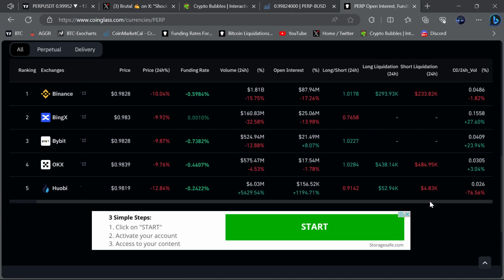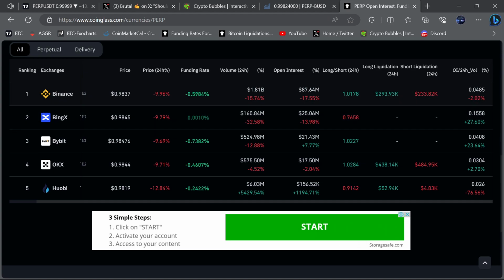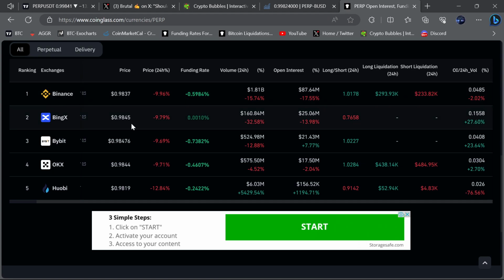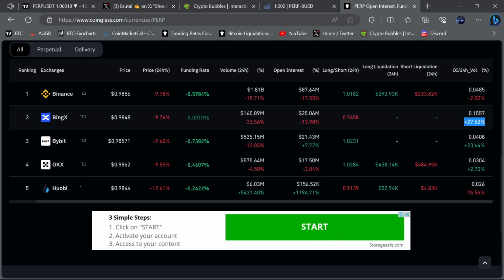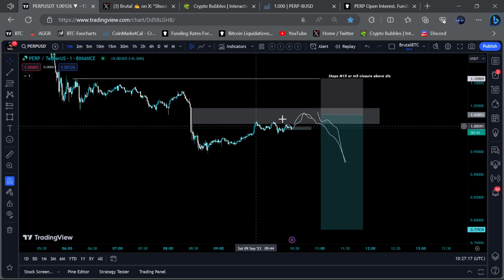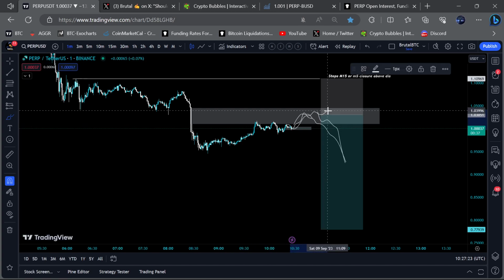You just have to look at open interest on 24-hour volume. Just note this website, this is pretty simple. Open interest on Binance is reducing, however on BITGET the interest is increasing, 27%, the highest one. So what does this mean? This means that BITGET people are trading this coin more than other exchanges, and open interest out of 24-hour volume is increasing on BITGET. So the more longs they are opening, the more it will go to the downside. So this is the scalp trade for now.